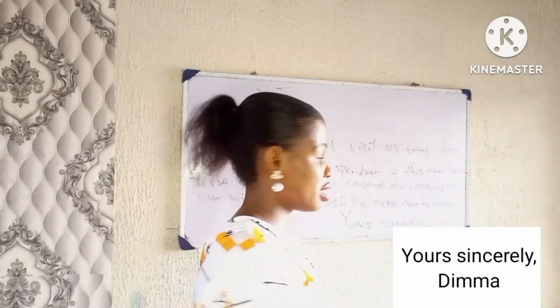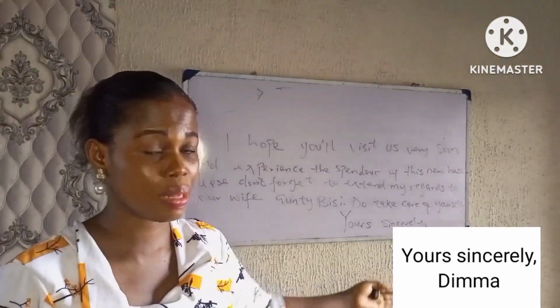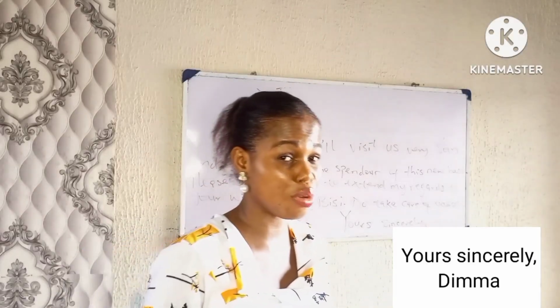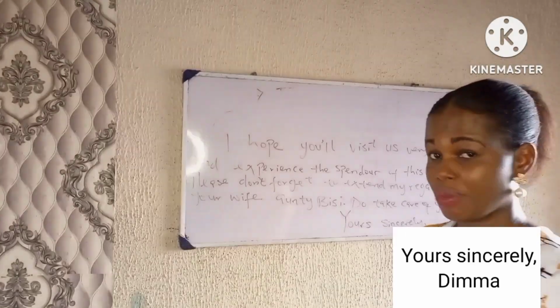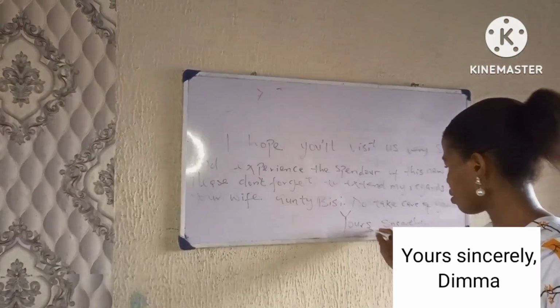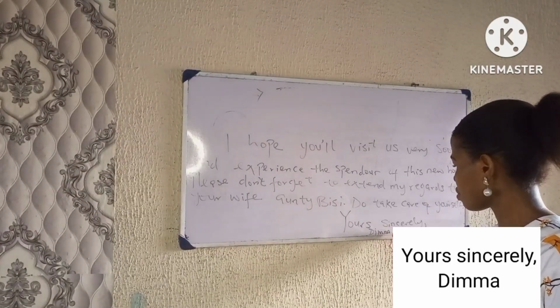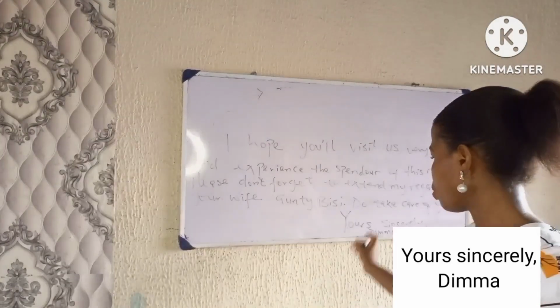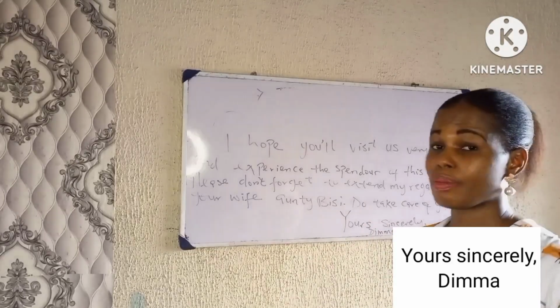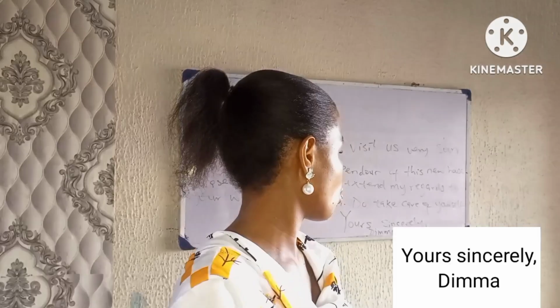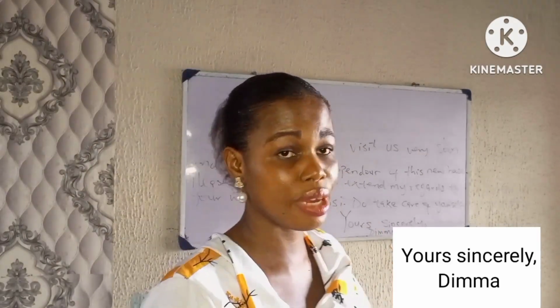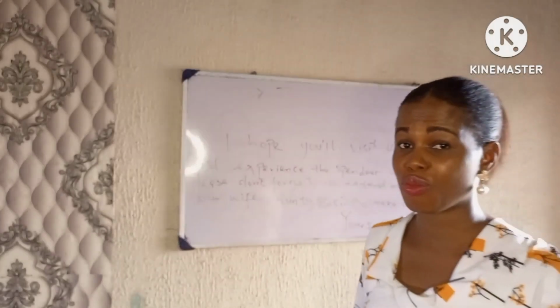Then you write your name under it. Your first name, not your name and your surname, your first name or your pet name, whatever your brother calls you. For example, my name is Chidema. I can simply write Dema. So yours sincerely, Dema, or Chidema, whichever one I feel like writing. That's all about how to write an informal letter.